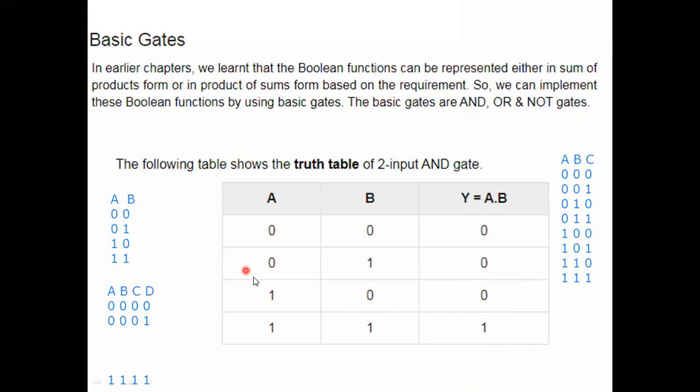If you observe this truth table: 0, 0, the output is 0; 0, 1, the output is 0; 1, 0, the output is 0; 1, 1, the output is 1. When all the inputs are high, high means 1, low means 0. By observing this truth table, if all the inputs are high, then only the output is high. This is the statement for the AND gate.